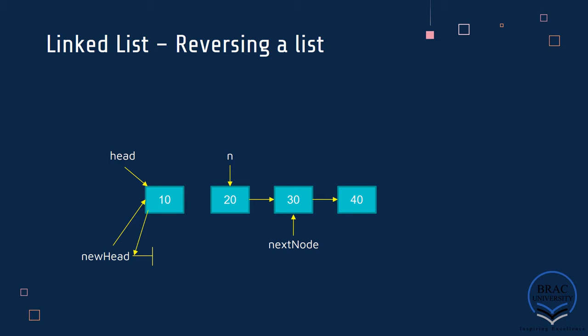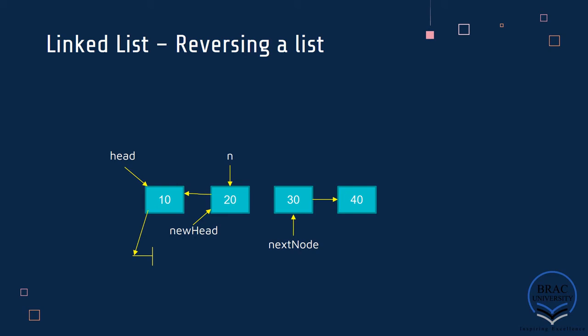How do I know where 10 is? 10 is saved where? In the new head reference. So I can just do n.next equals new head. That's it. Very simple, right? So after that, now 20 should be my head because I am creating a reverse list, so I have to update the pointer of the new head. Okay, so new head is pointing to n.